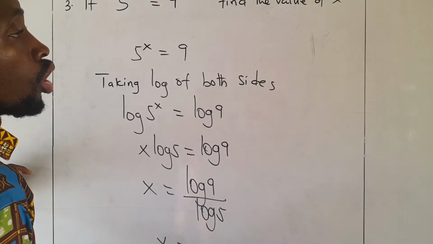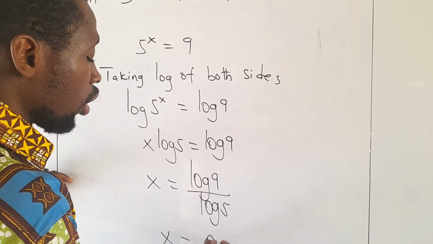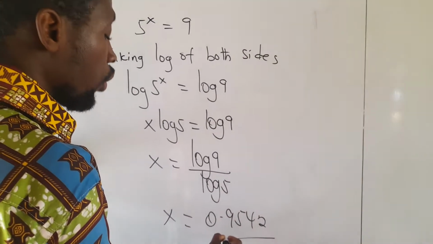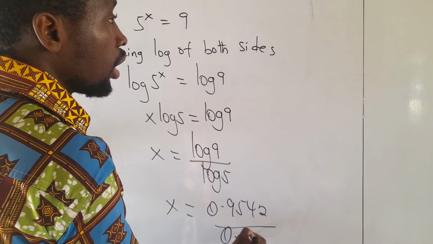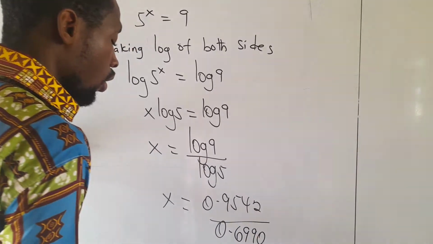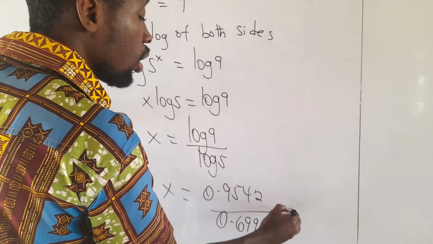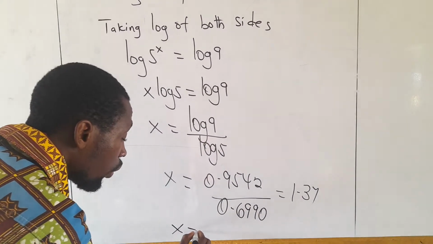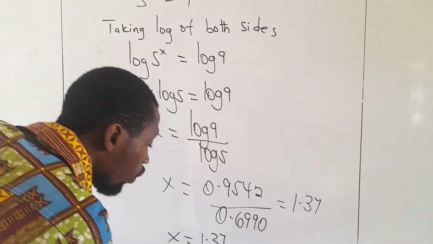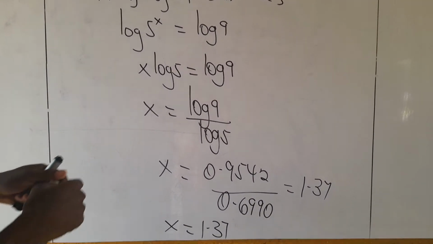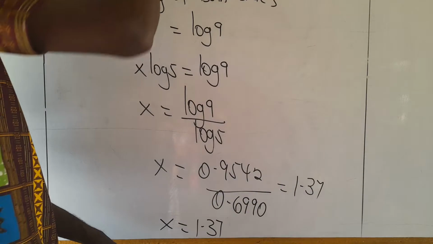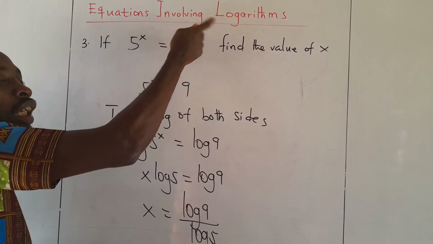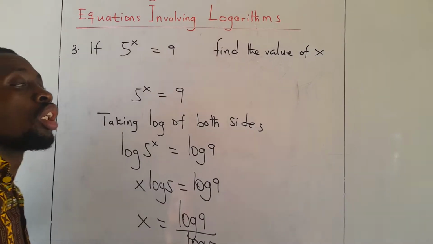So x will be equal to, if you point log 9, you get 0.9542, and log 5 is 0.6990. When we divide this by this, we get 1.37. Then we say x is equal to 1.37, correct to 2 decimal places. I hope you get this. So far, if there is no number that the base can be raised to exponent to give you the number there, you can't use indices.